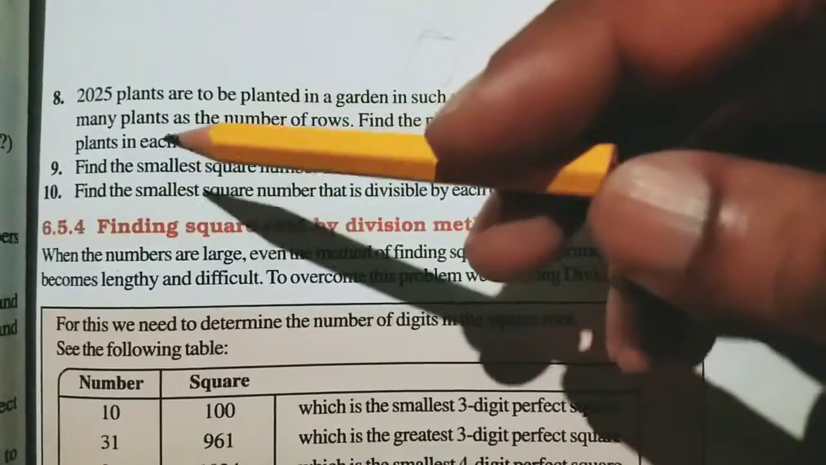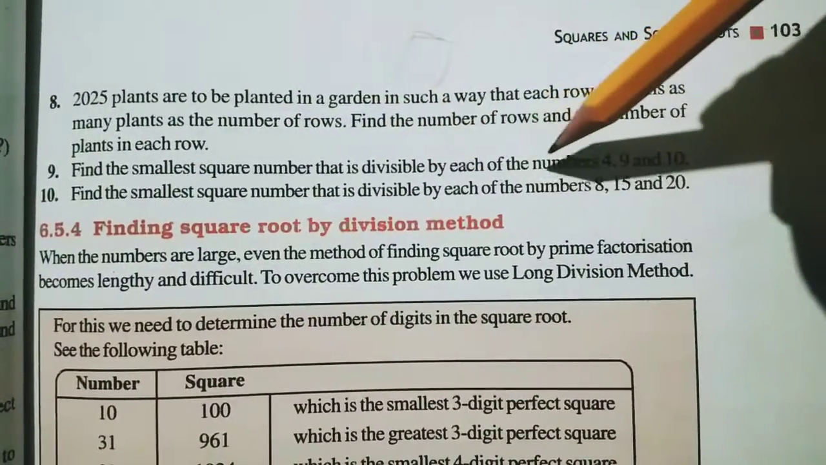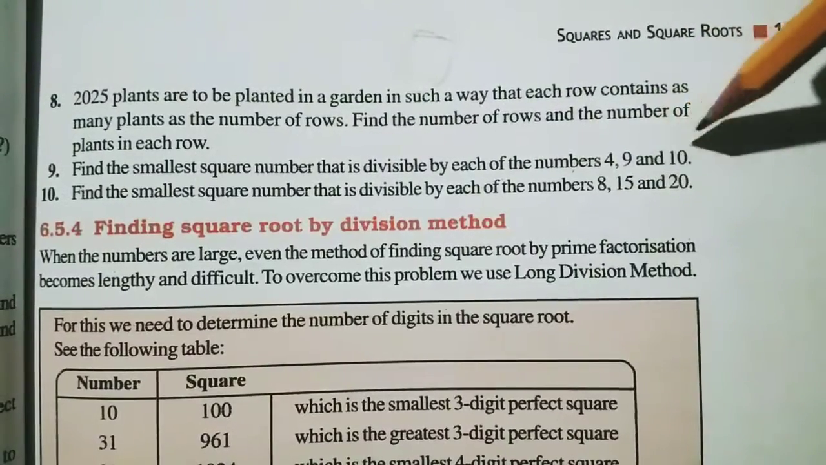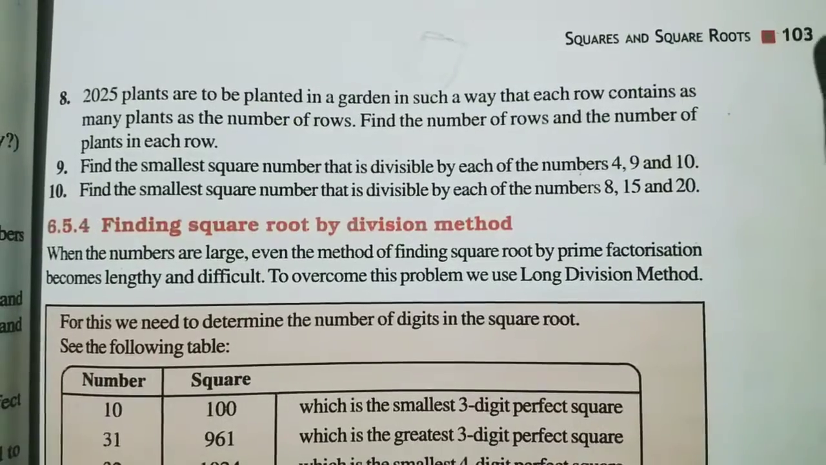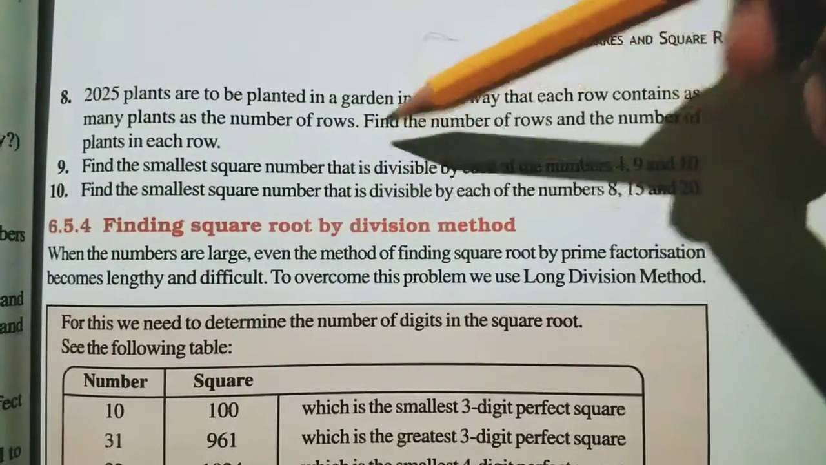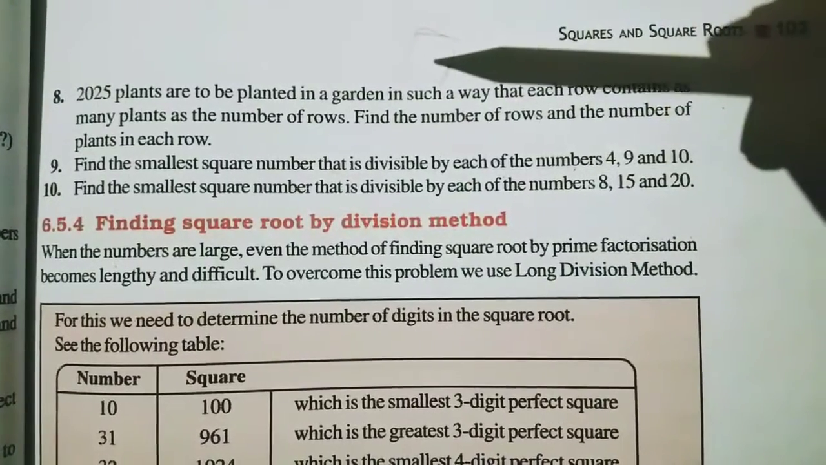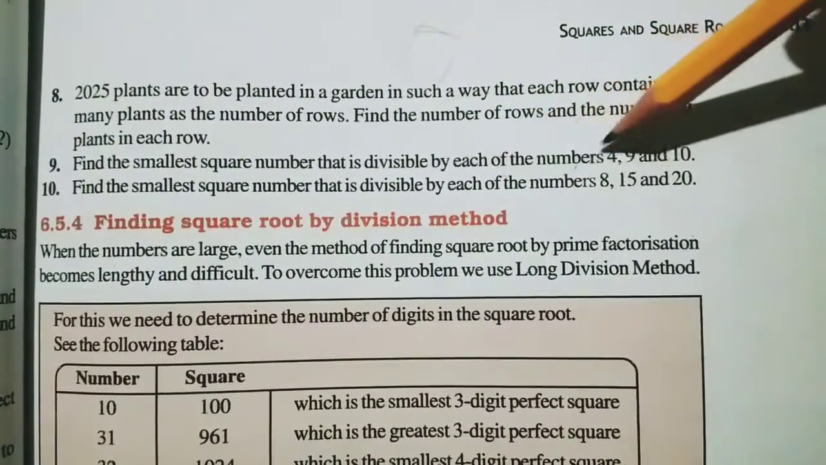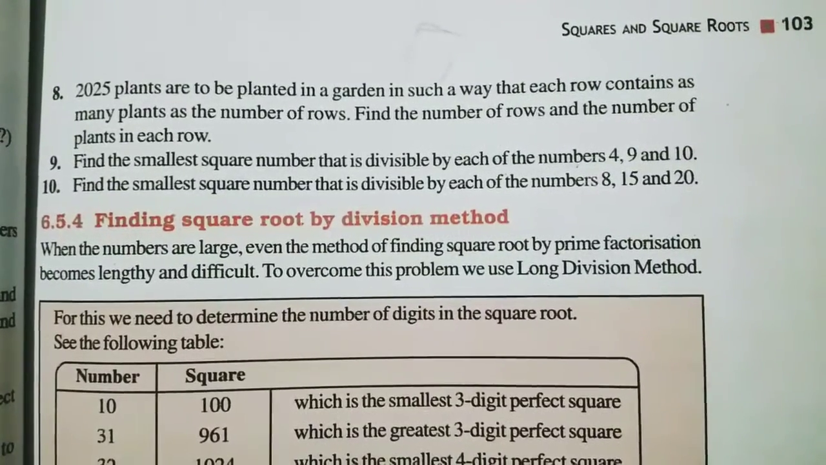Now question number 9. Find the smallest square number that is divisible by each of the numbers 4, 9 and 10. Here, first, you have to find the smallest square number, which is divisible by each of the numbers. So that smallest square number should be divisible by 4, 9 and 10. So what can be the smallest square number?